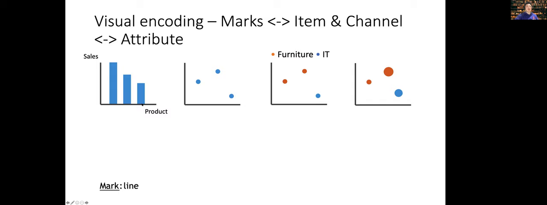Okay, and what is the channel used to represent these attributes? We have these two. So what is the channel used to represent sales? Anyone?